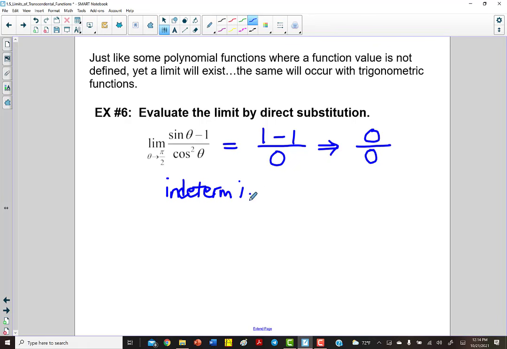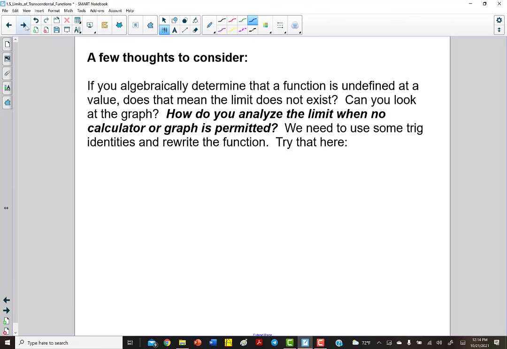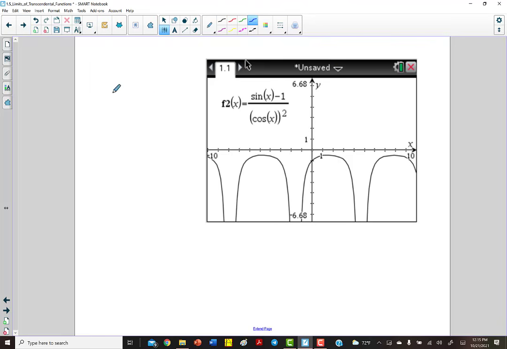Indeterminate form. Well, my pen is misbehaving. But you can see in the next slide that the graph of that function, the sine of theta minus 1 over cosine squared theta, we do have a value at pi over 2. So we can simplify.